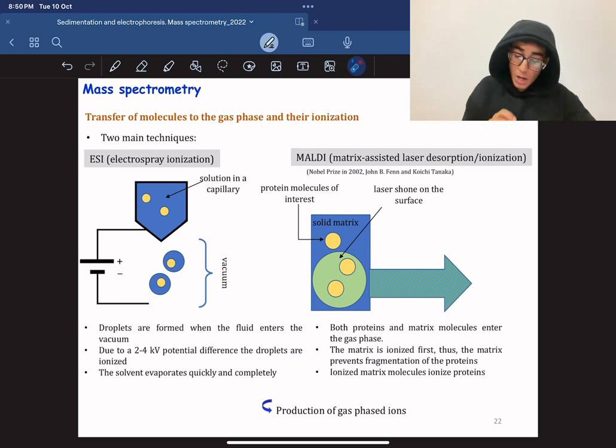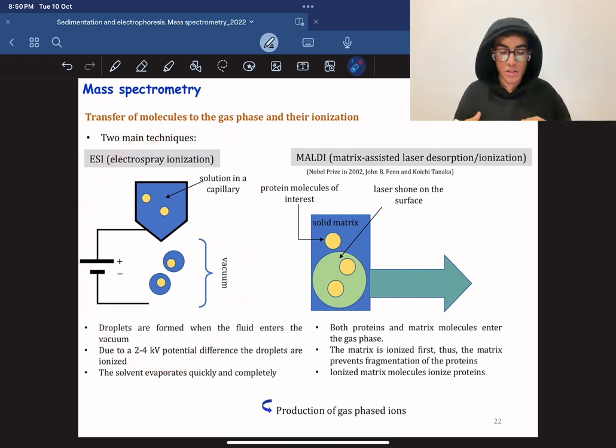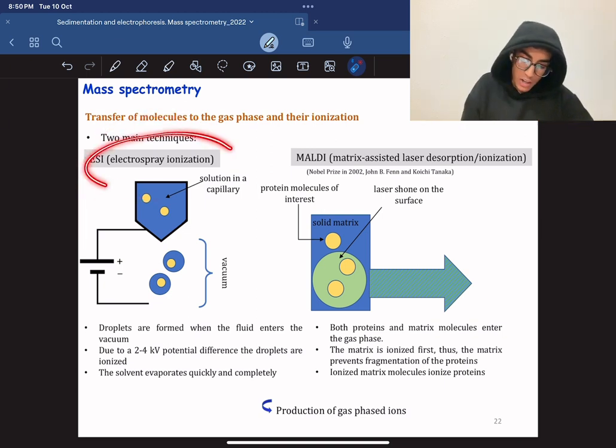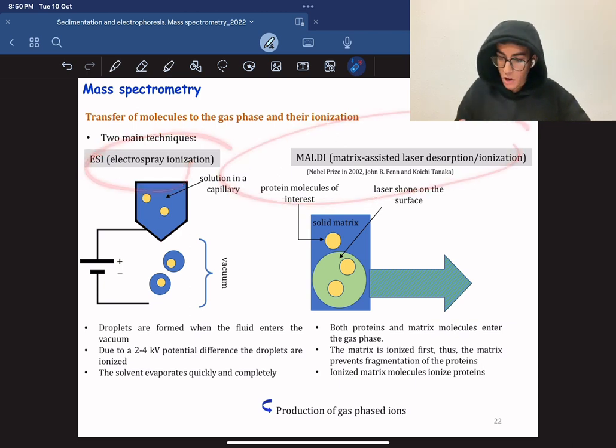Mass spectrometry. The first step, of course, vaporization and ionization. Vaporization goes without saying. You just vaporize them by somehow heating them up to extremely high temperatures, make them into gas form, and then ionize them. There are two main techniques over here: ESI, electrospray ionization, and MALDI. Let's talk about ESI first.